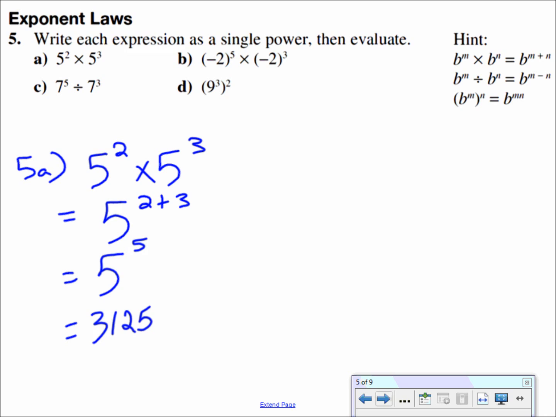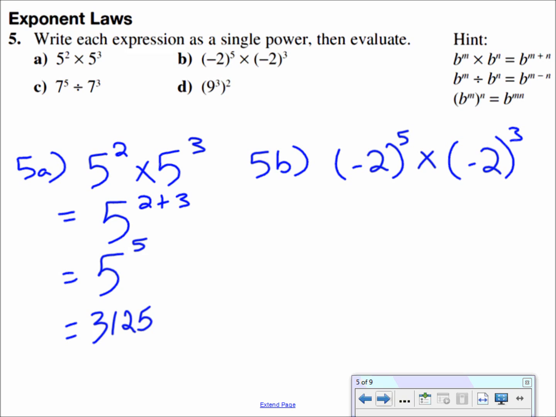Okay, next. 5B. Don't do 5C first. We go left to right, remember? Did you always want us to show our words? So first of all, you have to show this step, and you have to show this step because it's asking for a single power and then evaluate. So this is important, and so is this step, okay?